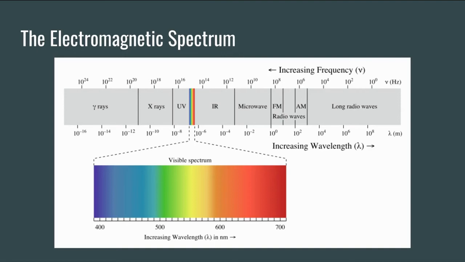So you see that little tiny colored portion in the middle right there? That is the entirety of light that we can see. Everything else in gray, we cannot see with the human eye.